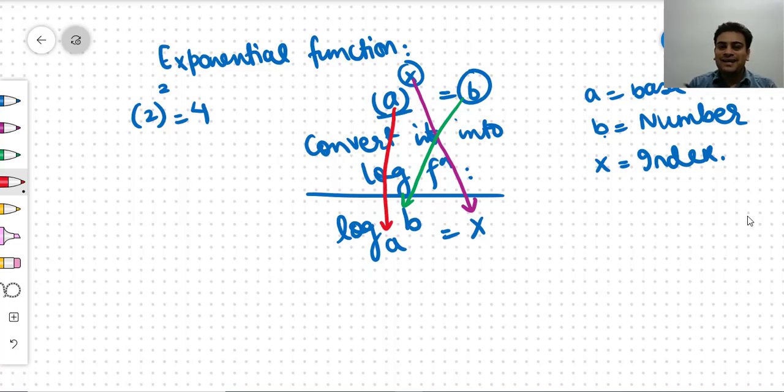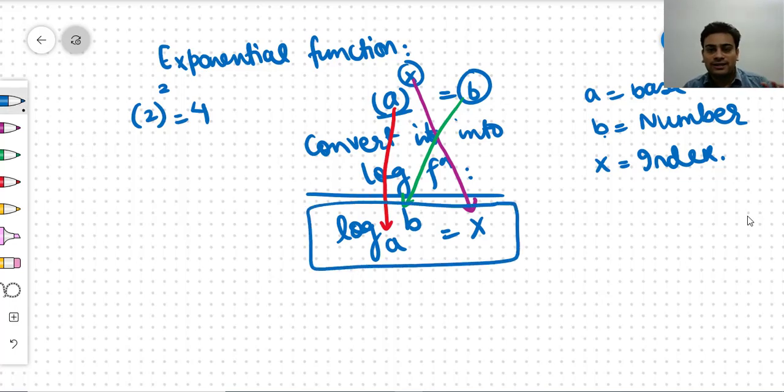You can change the base according to your convenience, but every time you change the base, the log value also changes. So this transformation from exponential to logarithm is clear, I hope. Basically, this is the structure of the logarithm function.